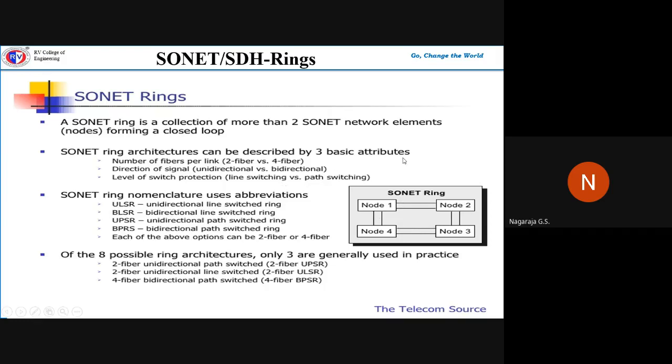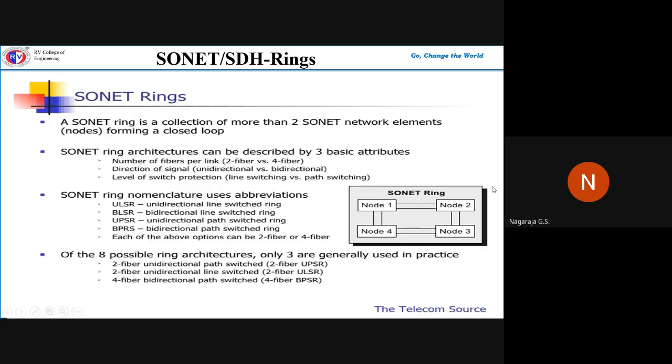Even if one node fails here, the data transmission starts functioning in the reverse direction as well. So more reliability is obtained when you go ahead with bidirectional data transmission.